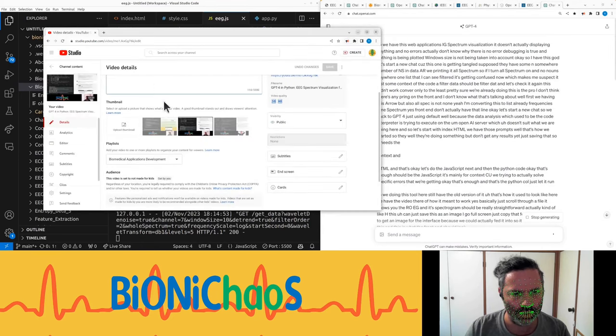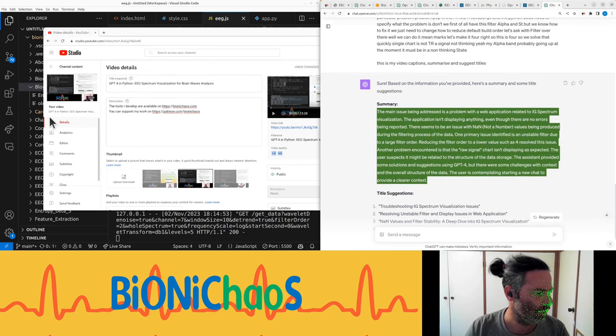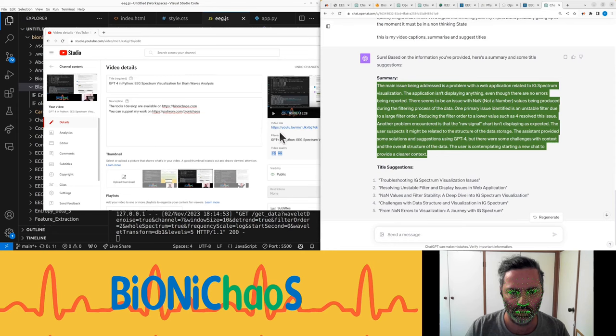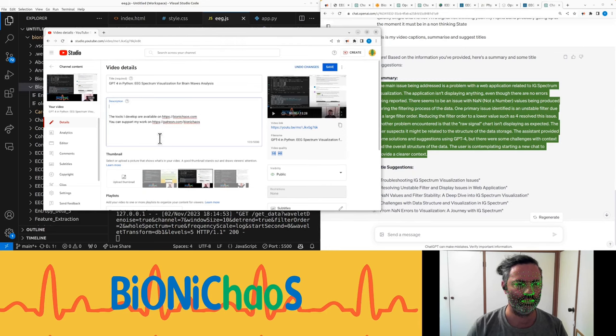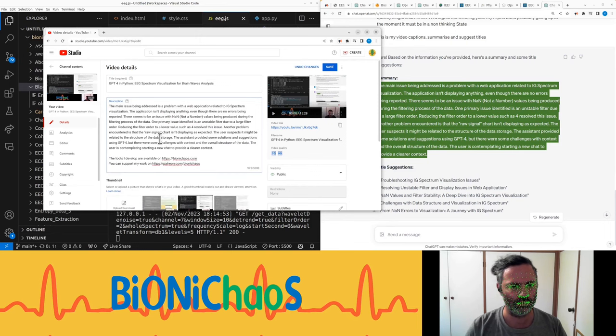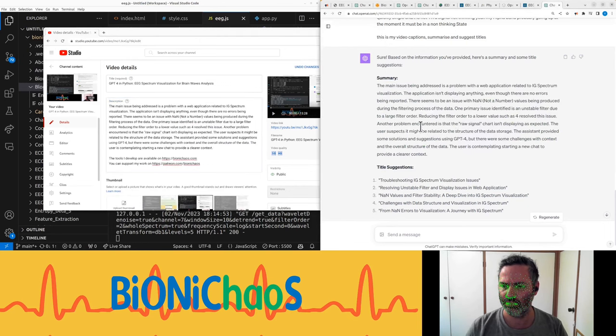It's got changes. Summary: The main issue being addressed is a problem with a web application related to IG spectrum visualization. The application isn't displaying anything, even though there are no errors being reported. There seems to be an issue with NaN, not a number, values being produced during the filtering process of the data. One primary issue identified is an unstable filter due to a large filter order. Reducing the filter order to lower values such as 4 resolved this issue. Another problem encountered is that the raw signal chart isn't displaying as expected. The user suspects it might be related to the structure of the data storage. The assistant provided some solutions and suggestions using GPT-4, but there were some challenges with context and the overall structure of the data. The user is contemplating starting a new chat to provide a clearer context.